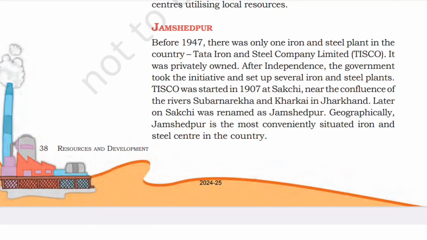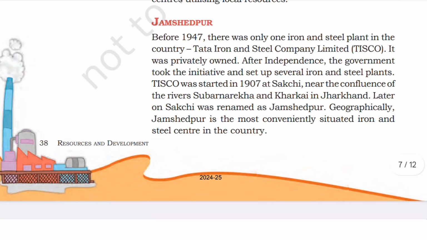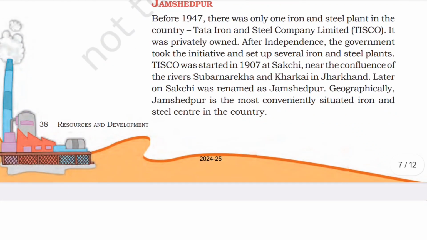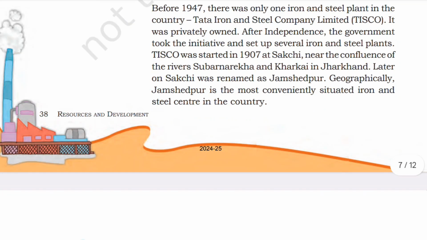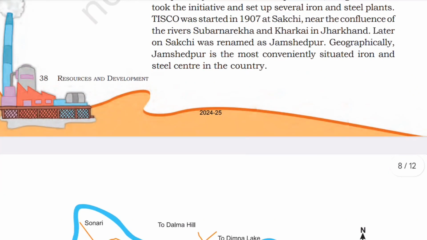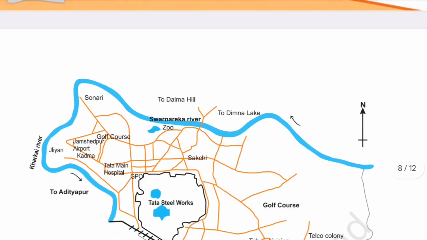Jamshedpur. Before 1947, there was only one iron and steel plant in the country, the Tata Iron and Steel Company Limited (TISCO). It was privately owned. After independence, the government took the initiative and set up several iron and steel plants. TISCO was started in 1907 at Sakchi near the confluence of the rivers Subarnarekha and Kharkai in Jharkhand. Later, Sakchi was renamed Jamshedpur. Geographically, Jamshedpur is the most conveniently situated iron and steel industry center in the country.